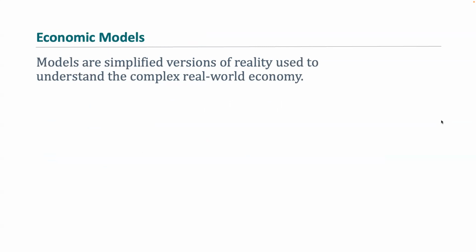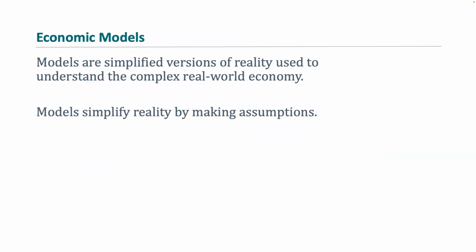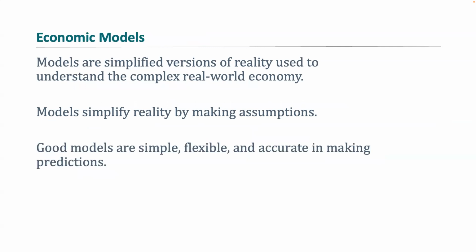So next up, we want to talk about economic models. Models are just simplified versions of reality that we use to understand the complex real-world economy. Models are going to simplify reality by making assumptions, and in order to be a good model, it needs to be simple, flexible, and accurate in making predictions. A map is a good example of a model. It's not completely realistic. Obviously, a map of the United States is not the actual size of the United States. It doesn't have all the stop signs, traffic lights, speed limits, and points of interest, but it can get you from point A to point B. It does serve its purpose.